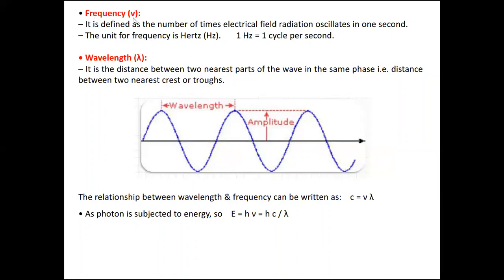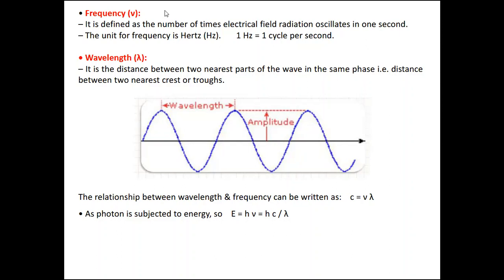The frequency of the wave is denoted by the letter nu. It is defined as the number of electric field oscillations in 1 second. That is, from a given point, how many waves pass in 1 second. The unit of frequency is the hertz, Hz. 1 hertz is 1 cycle per second.